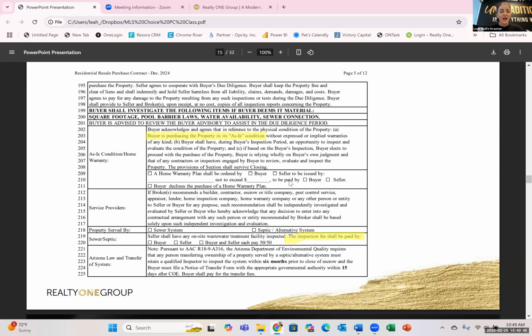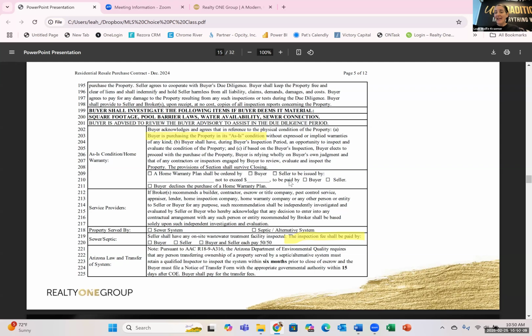Home warranty information, obviously service providers, again, we're not accountable if we make a recommendation. If they do a horrible job, that's not on us. Do your own due diligence as a buyer. Property served by a sewer or septic alternative. Buyer shall have any on-site wastewater treatment facility inspected. The inspection fee shall be paid by buyer, seller, or buyer and seller each pay 50-50.